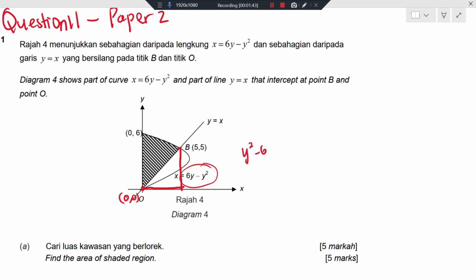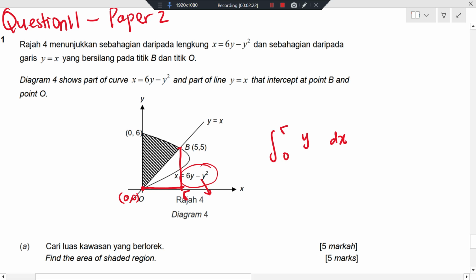So you see y square minus 6y is equal to x. How to find your y? You cannot separate them. So therefore, don't use the x-axis. If I use the x-axis, this one is 5, so 5, 0, and this is the x-axis, so this should be y. To find the area, you don't have anything, I cannot make y the subject in this case. So don't use the x-axis.